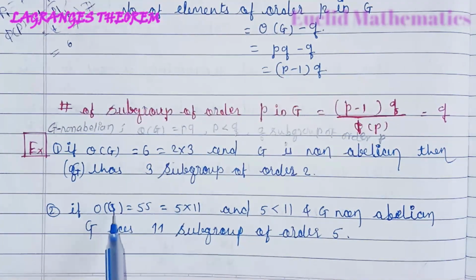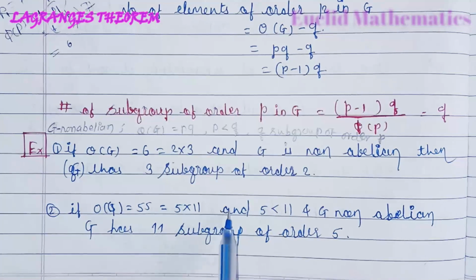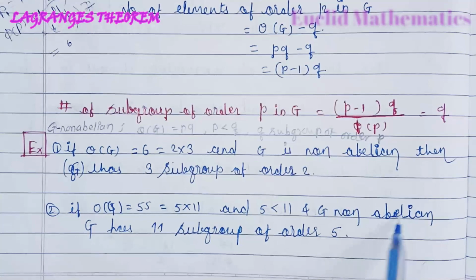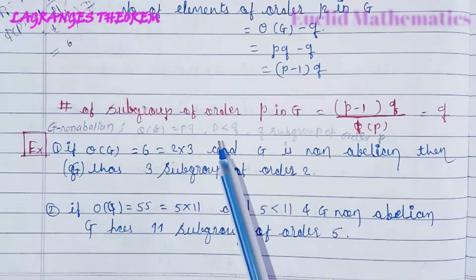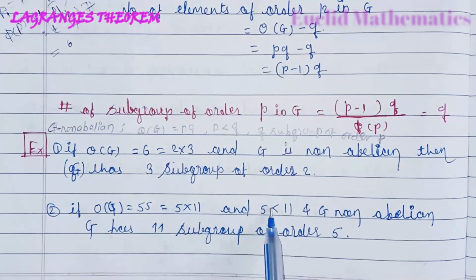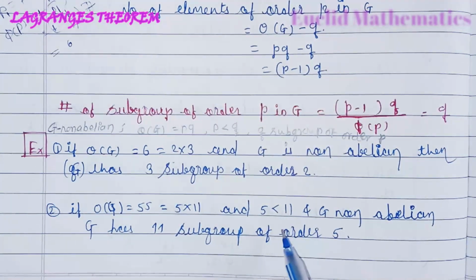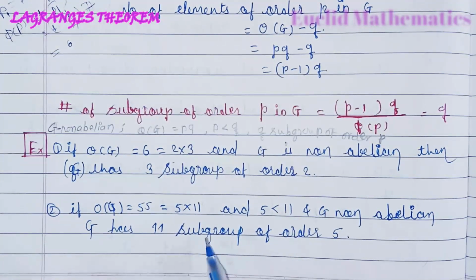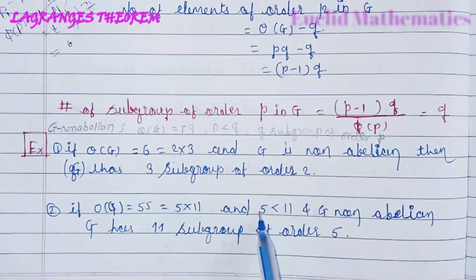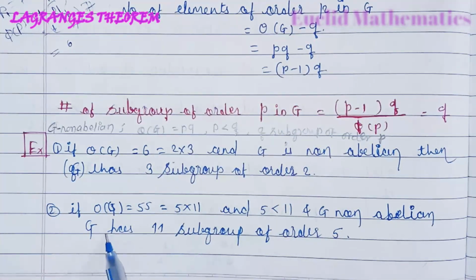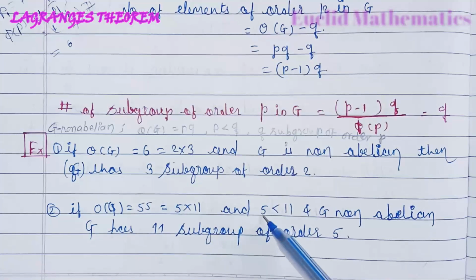Similarly, consider a group whose order is 55, which can be written as 5 into 11, with 5 smaller than 11, and G non-abelian. Then we can apply the above property: the number of subgroups of order p in G is q. Here p is 5 and q is 11, so G has 11 subgroups of order 5. So we have to apply that property in the other examples as well.